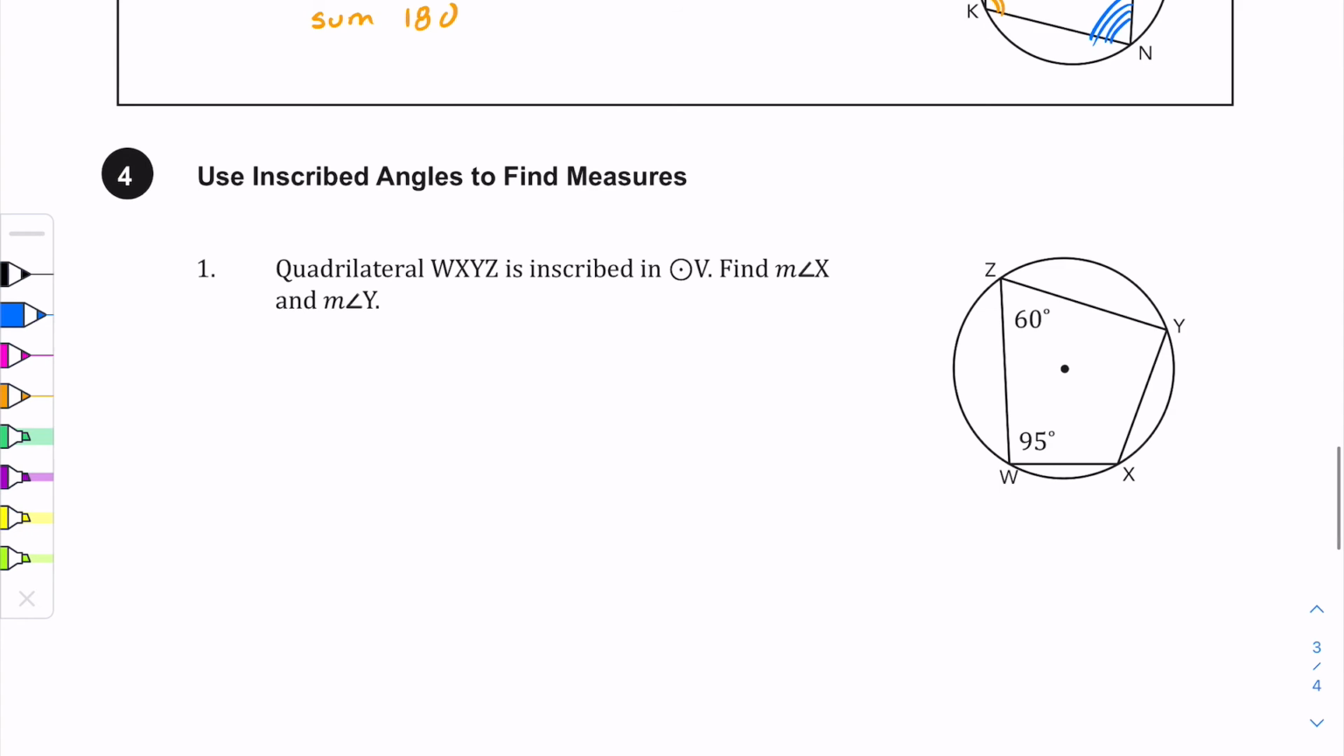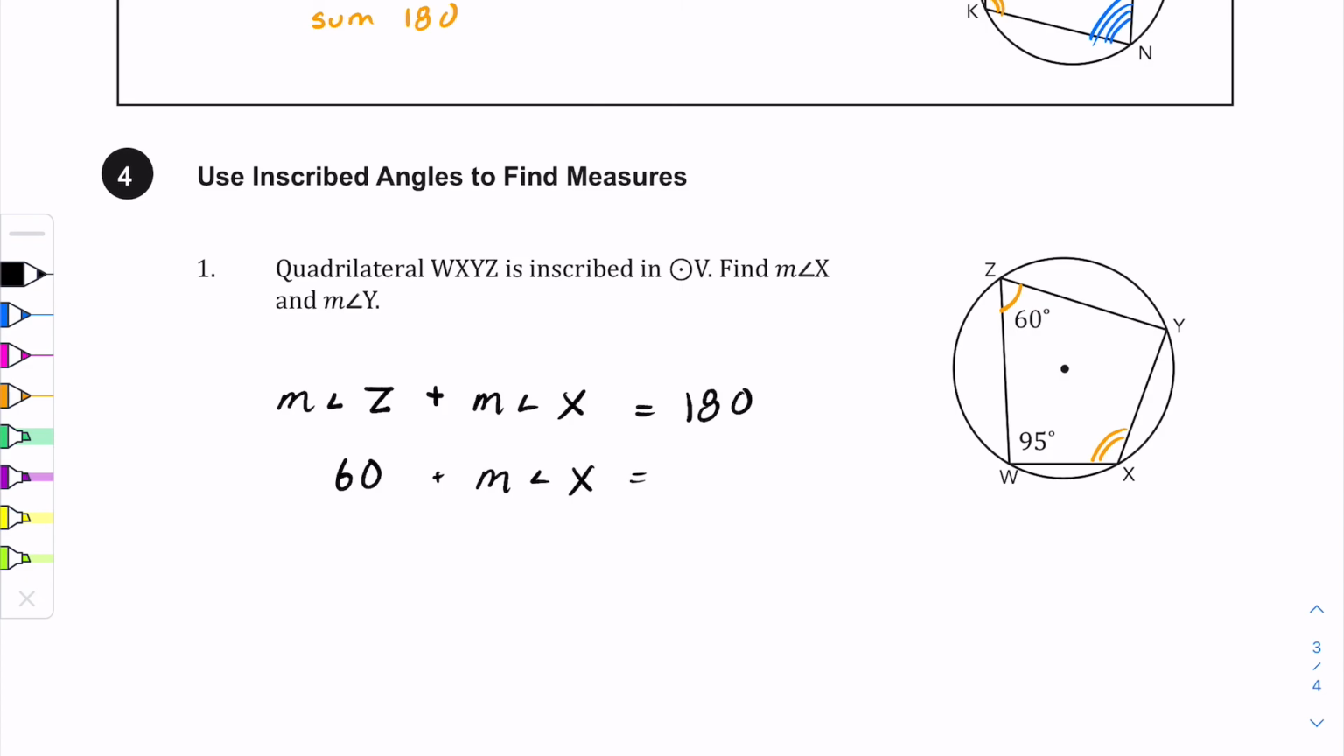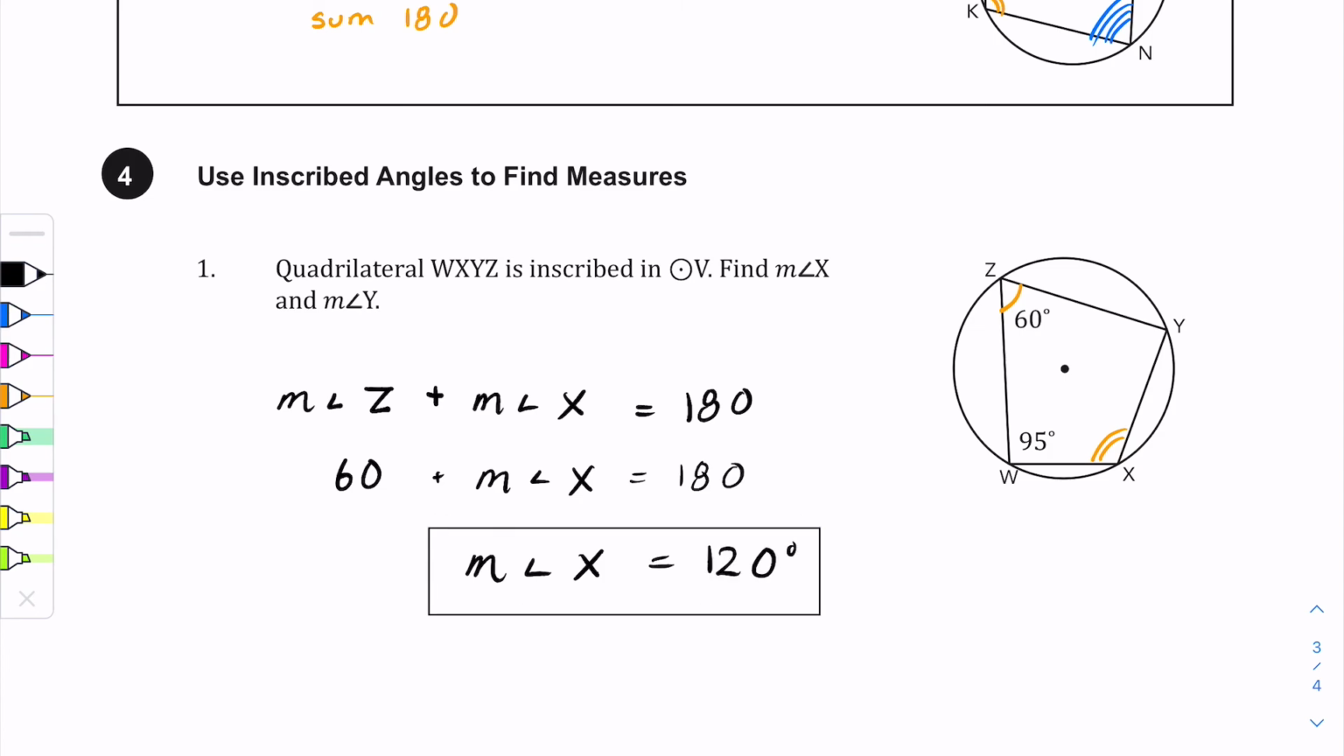So if we scroll down and we look at an actual example, we know that if we have 60 degrees here, that this angle must sum to 180. Therefore, we know the measure of angle Z plus the measure of angle X is equal to 180. We know Z is 60 plus the measure of angle X is equal to 180. The measure of angle X is equal to 120 when you subtract 60 degrees from both sides.